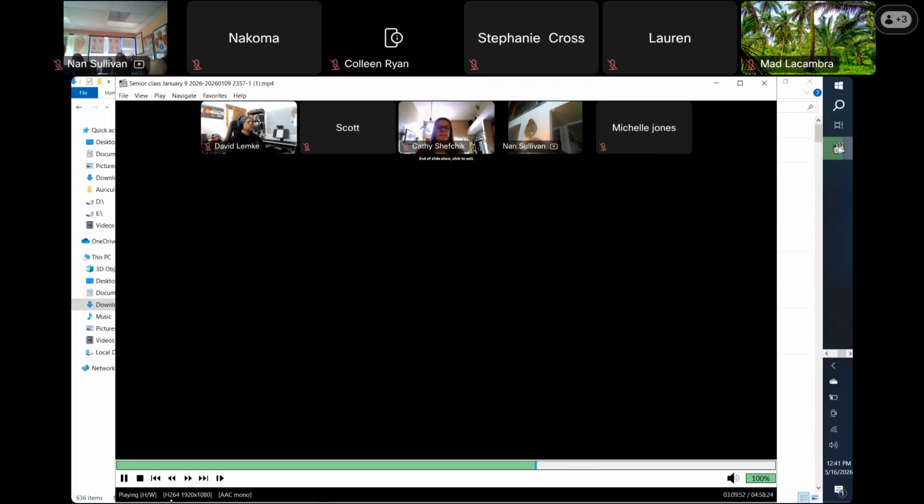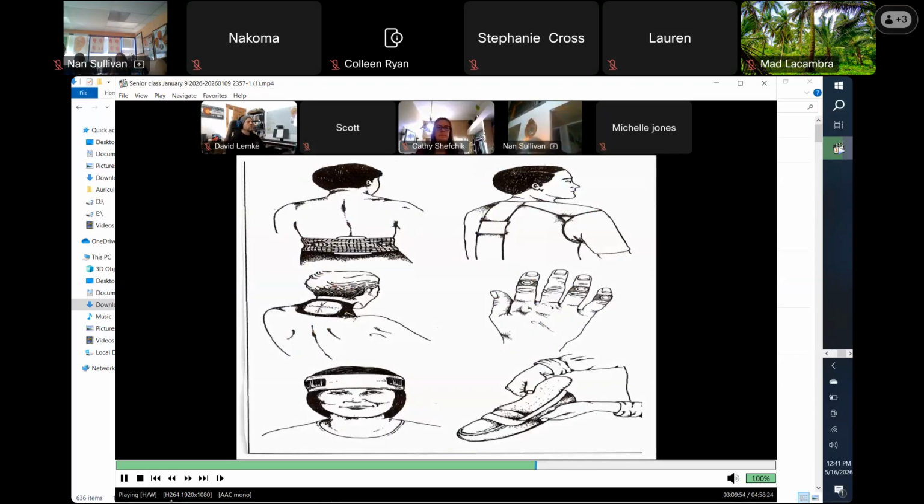These are placement areas where people can put magnets.